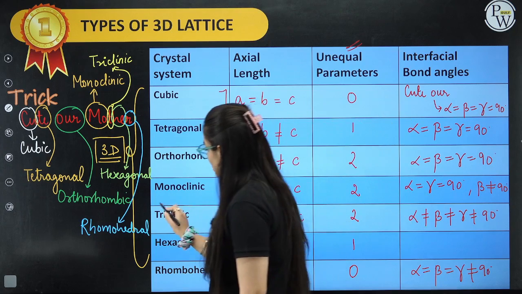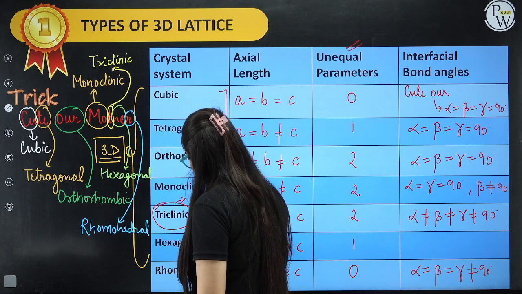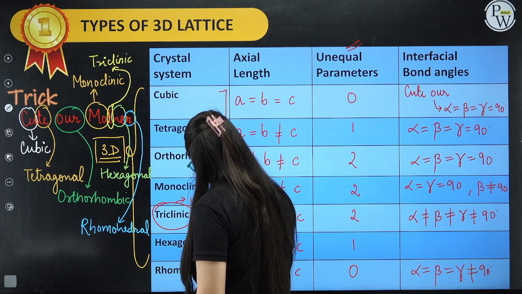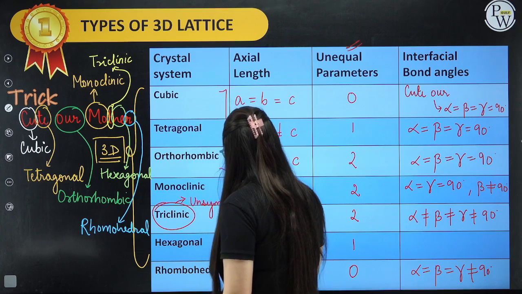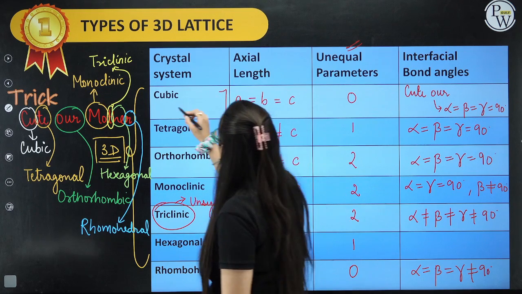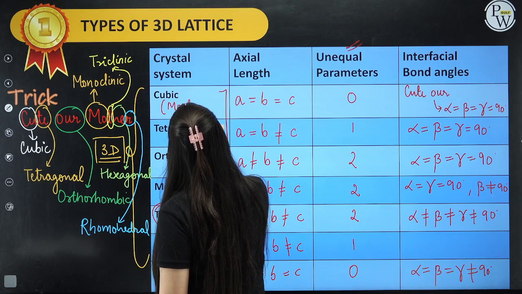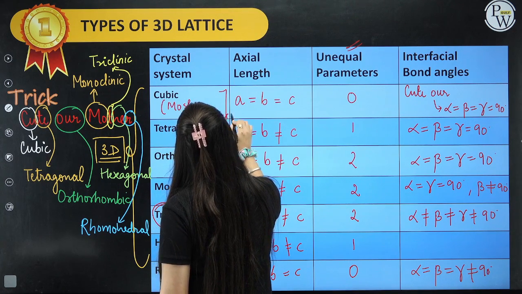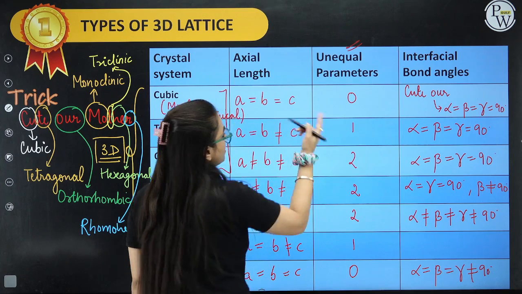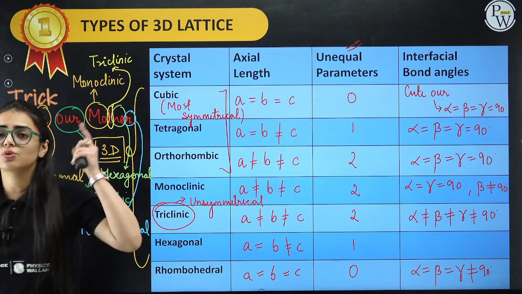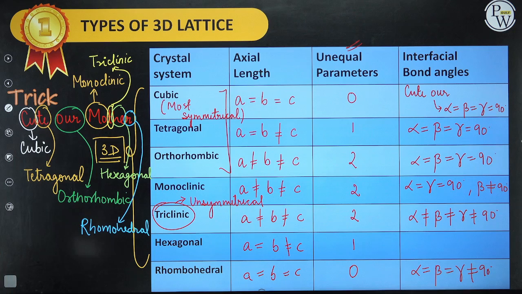Also write over here, in the case of triclinic, as I have told you, it is most unsymmetrical. And if they ask you about most symmetrical, that is going to be cubic, because a equals b equals c, alpha equals beta equals gamma equals 90 degrees. Each and every part over here is going to be the same. Clear?